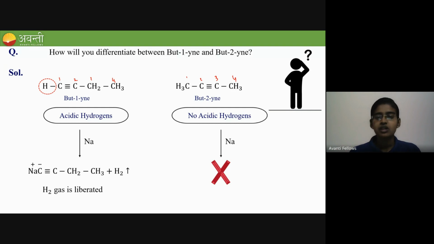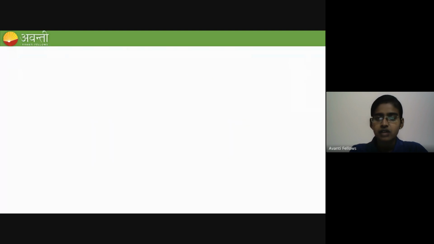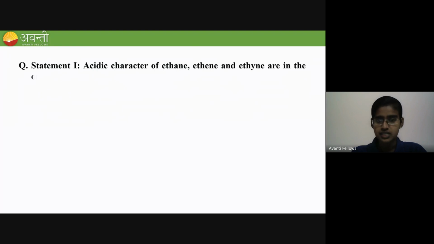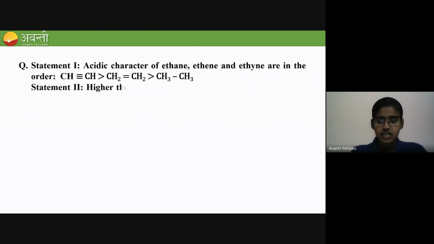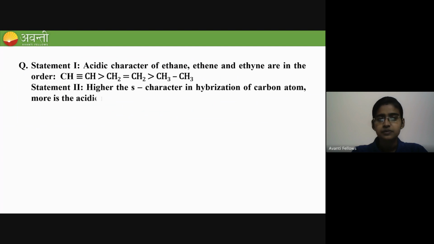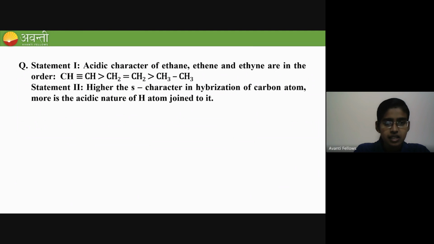Okay. So theoretically, we can find out by using the number of acidic hydrogens attached to the system. Got it? So now let us move on to one more question. It is a statement type question. Statement 1 says that the acidic character of ethane, ethene, and ethyne are in this order. Okay. Now which one is ethane here? This compound is ethane, this compound is ethene, and this compound is ethyne.